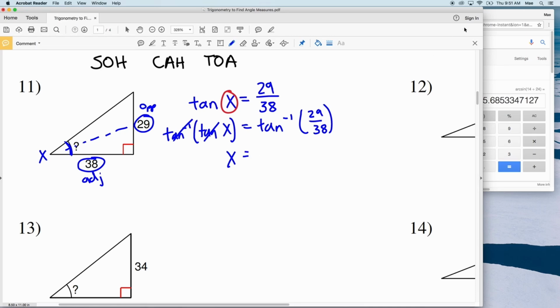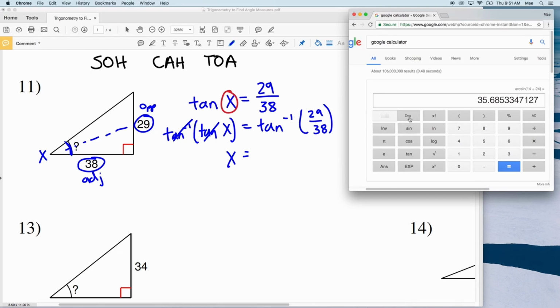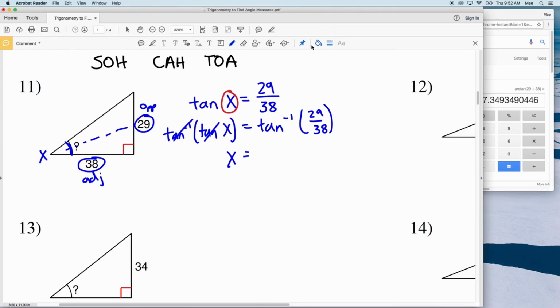The right side, we're just going to enter that into a calculator, making sure our calculator is in degree mode. We're going to do the inverse tangent of 29 over 38. And that quantity, 29 divided by 38, is within parentheses. The arctan of 29 over 38 equals approximately 37 degrees. So the answer to number 11 is 37 degrees. Remember, we're rounding to the nearest degree.